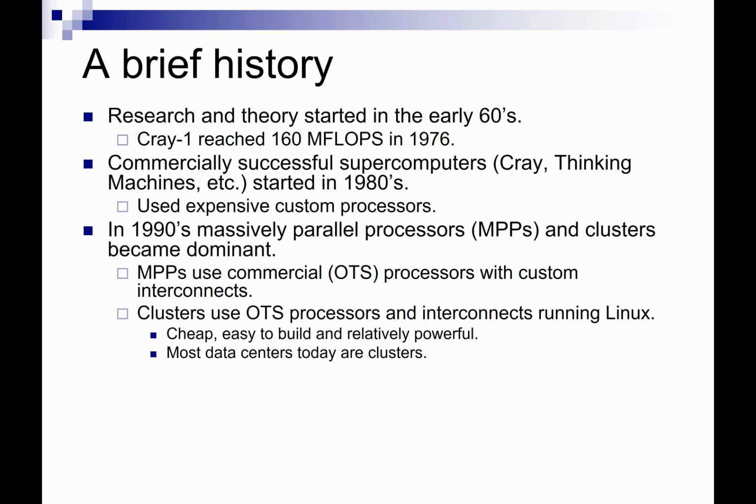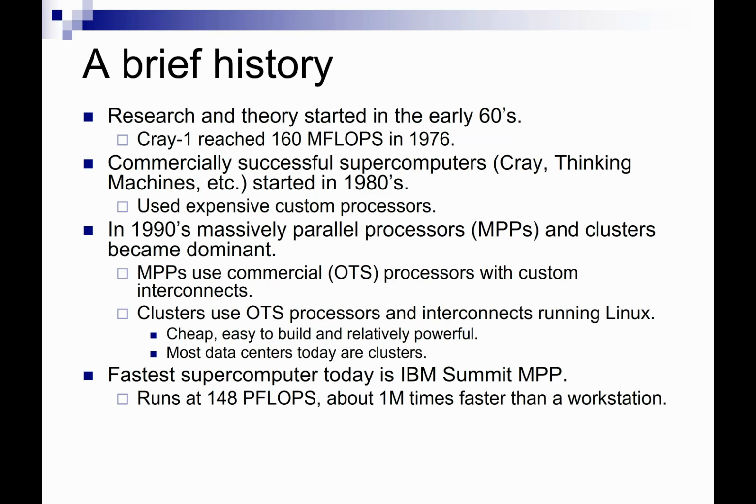In fact, this is the way that most data centers today are built. They're cluster computers, whereas most of the supercomputers today are MPPs. They have their own custom interconnects. In fact, today the fastest supercomputer we have is the IBM Summit computer, and this is a massively parallel processor, and it runs at about 150 petaflops per second.